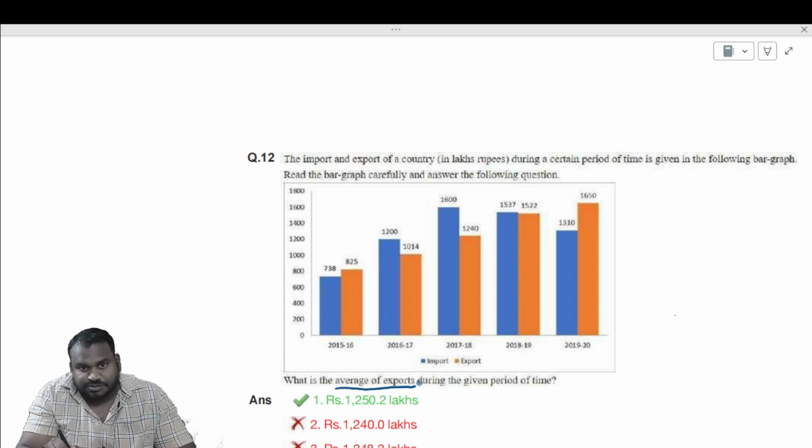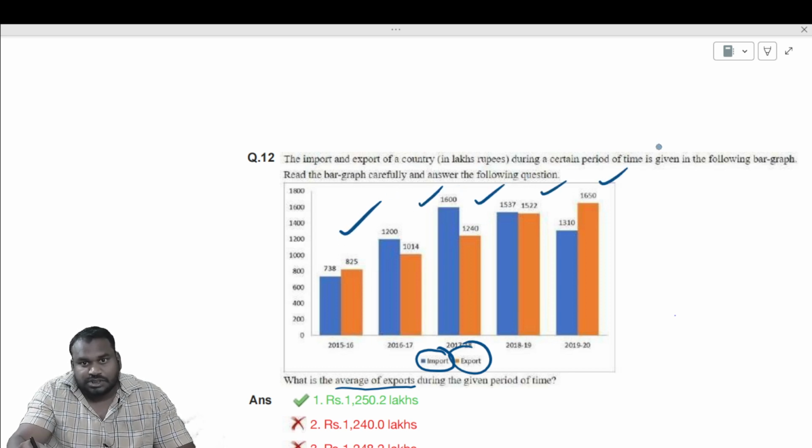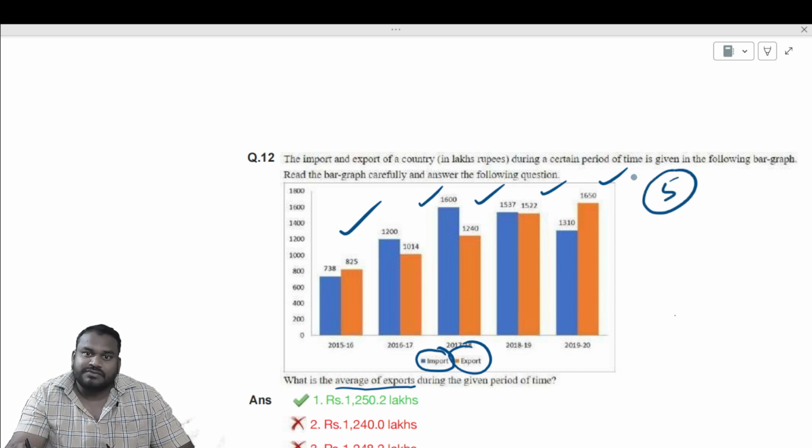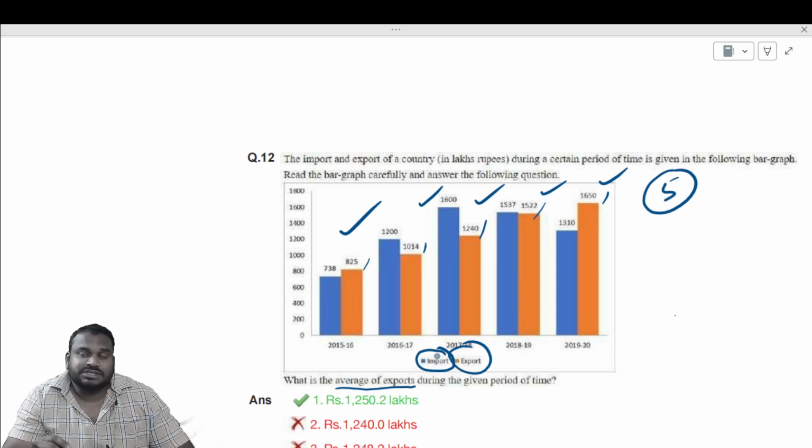Where is export? Import is in blue color. Export is in orange color. So these are the exports, and he is asking for an average. How many are there? Five are there. Their values are given: 825, 1014, 1240, 1522, and 1650. So it's a simple question.